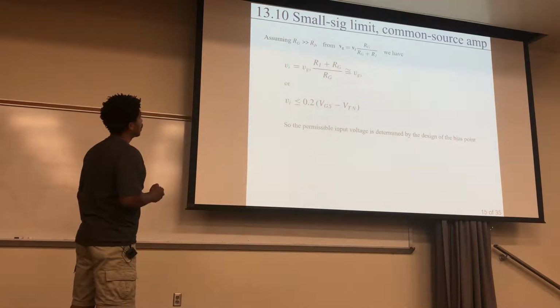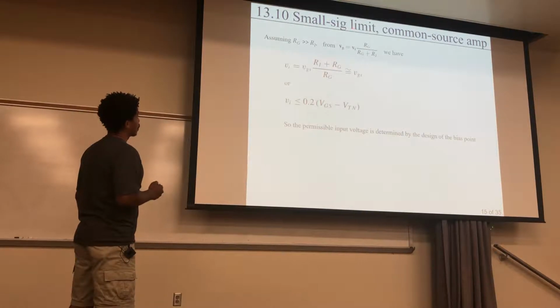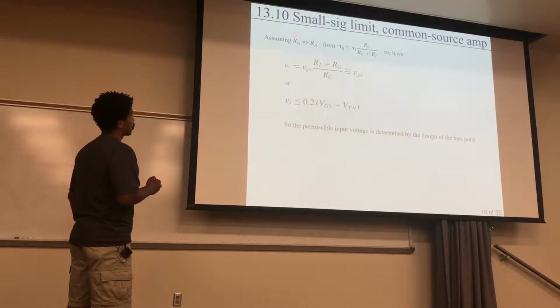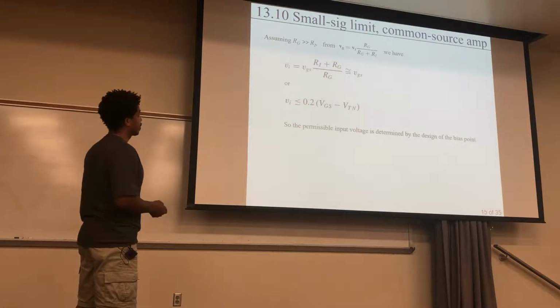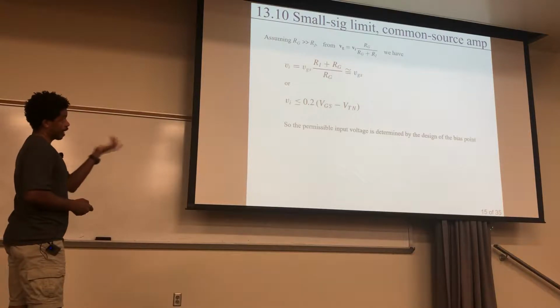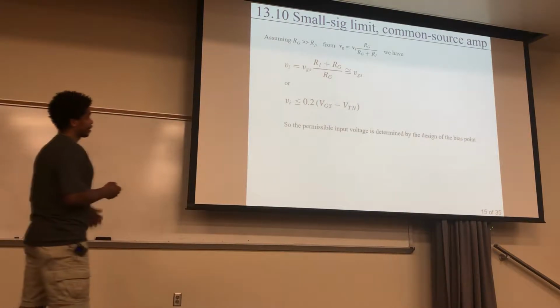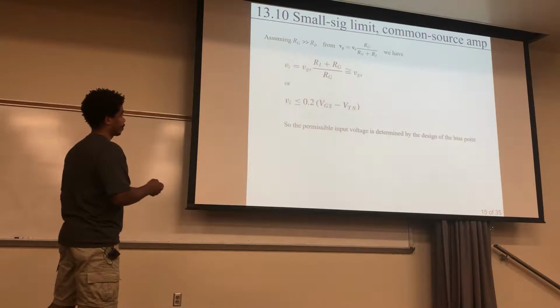So if you're assuming the small signal limit for the common source amplifier, and you assume that your R_G is much, much greater than your RI, then from this right here you could just solve for this. Your VI is equal to this VGS, where you invert this fraction right here. If this is much bigger than that, then this fraction becomes about 1, and so that's just equal to your VGS. Or like we've seen in that table, your VI is less than 20% of the difference between those two.